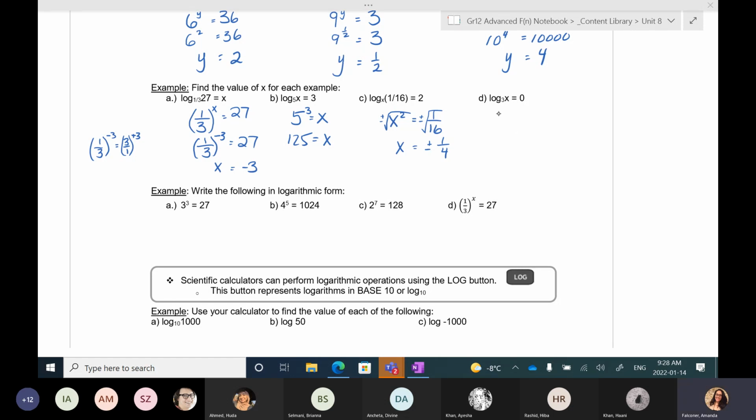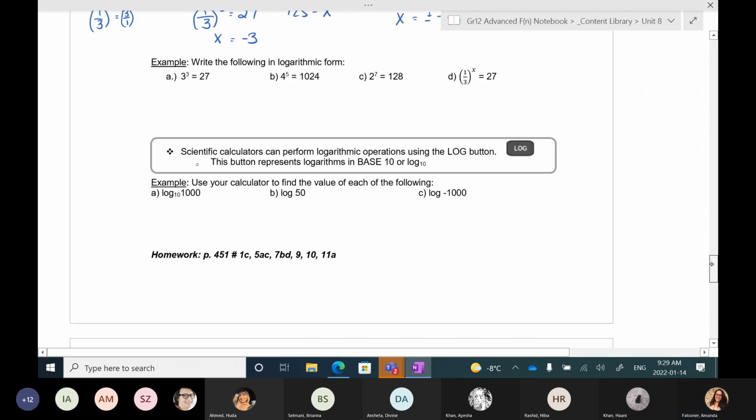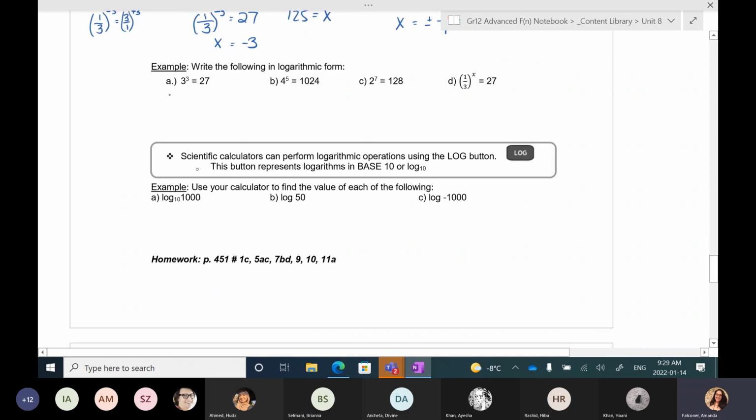So this one, we should have written 3 on the bottom. The bottom becomes the base. To the answer here is equal to x. 3 to the 0 is equal to x, so x is equal to 1. So the argument becomes the answer on the other side, and then 0 is our exponent. It takes some time to get used to it.